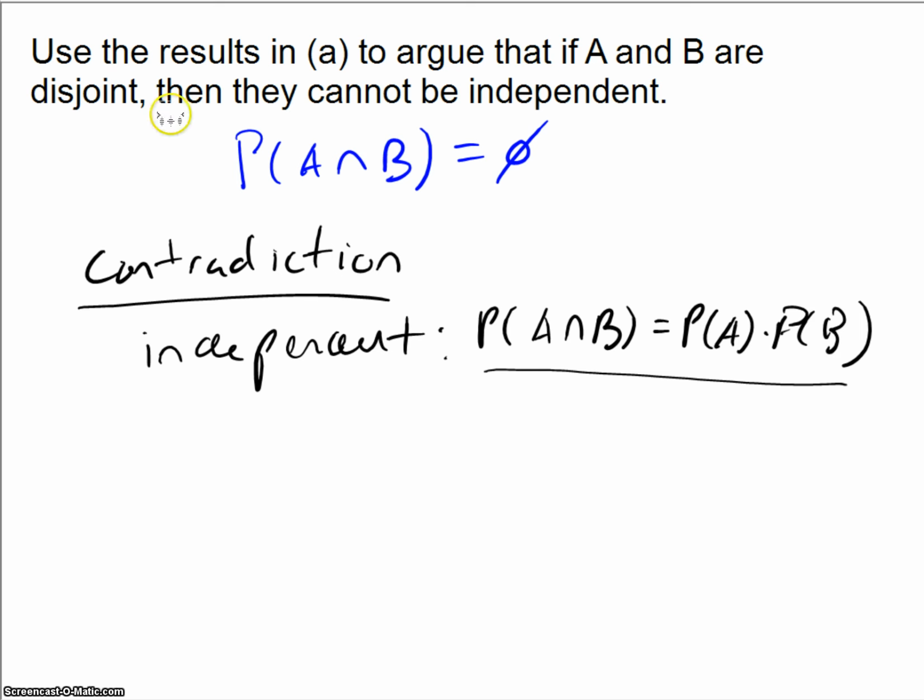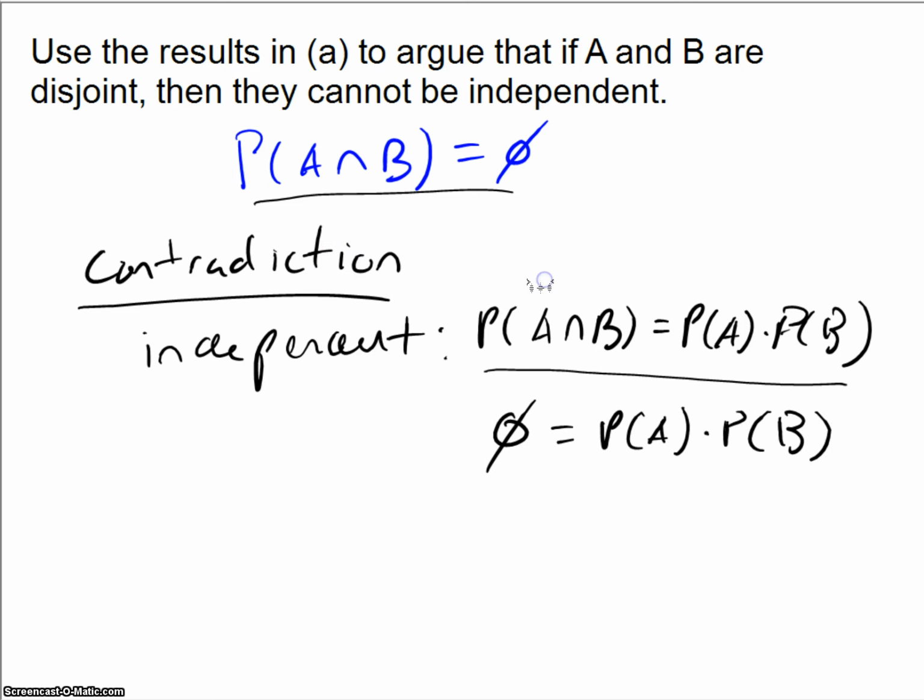But remember, we assumed this in the beginning. We assumed that this has to equal the null set. So on the left-hand side, the null set has to equal the probability of A and B. And I think very quickly you can see that we're going to run into a problem.